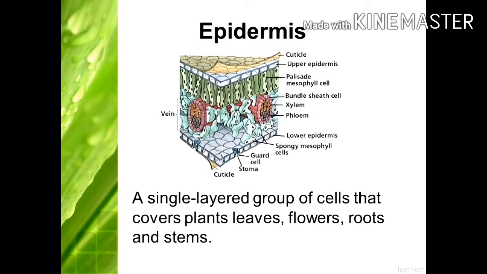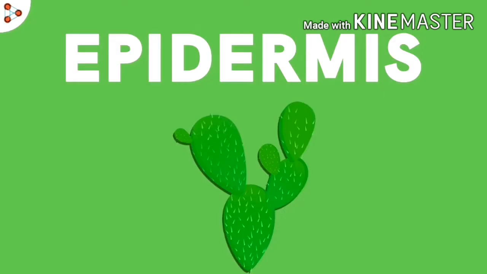Epidermis is the outermost layer of the plant body, such as leaves, flowers, stem and roots. And epidermis is one cell thick and is covered with cuticle. What is cuticle? Cuticle is a waterproof layer of a waxy substance called cutin. And cutin is secreted by epidermal cells. And cuticle is thicker in xerophytes. What are xerophytes? Desert plants. So it is thicker in xerophytes and thinner in normal plants.